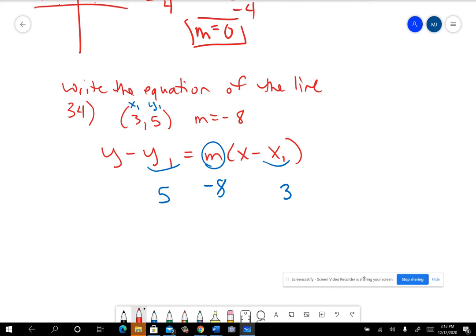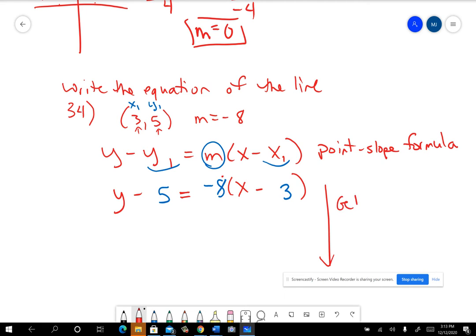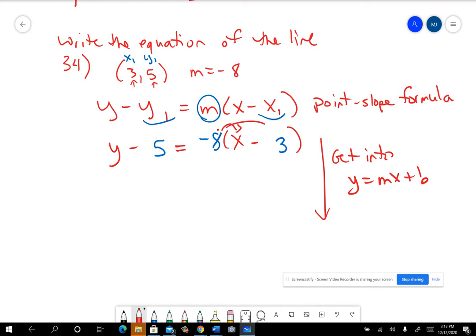Now this problem's a little easier than some because these were positive here. So if the 5 had been negative, it would be y minus -5. Okay. Keep the x coordinate with the x and the y coordinate with the y. All right, now what we're going to do from here is just clean this up and get it in slope-intercept form. So we're going to use the point-slope formula to start with, is the easiest way to do it. And then from here down, we're just going to get into y equals mx plus b form. That's the slope-intercept form. And we do that by just doing a little distributing.